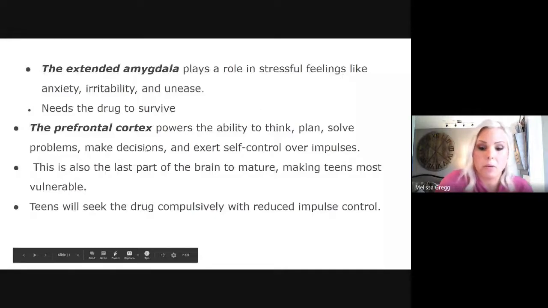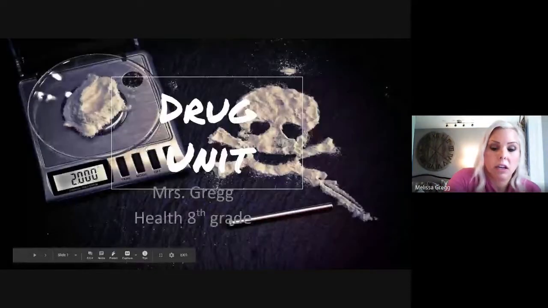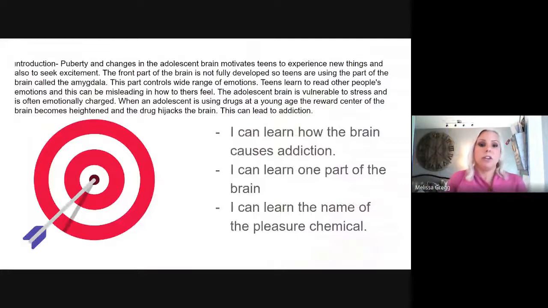Okay. Oh, sorry, guys. All right. So the introduction: puberty and changes in the adolescent brain motivate teens to experience new things and also to seek excitement. The front part of the brain, the frontal cortex, is not fully developed. So teens are using the part of the brain called the amygdala. This part controls a wide range of emotions. That's why teens may overreact to a situation, and it can come out as anger, sadness, and a whole array of different kinds of emotions. So teens learn to read other people's emotions, and this can be misleading in how others feel.